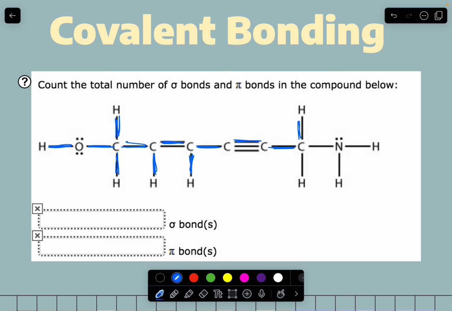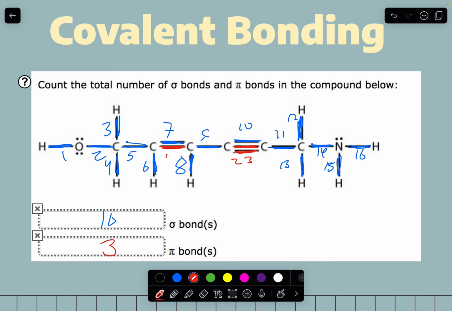And then we're going to count them. Okay, so for sigma, we have 1, 2, 3, 4, 5, 6, 7, 8, 9, 10, 11, 12, 13, 14, 15, 16 sigma bonds. And then for pi bond, it's each additional bond in double or triple bonds. So in the CC double bond, we have 1. The CC triple bond, we have 2. So 1, 2, 3 pi bonds. Okay, so that's how you count sigma and pi bonds.